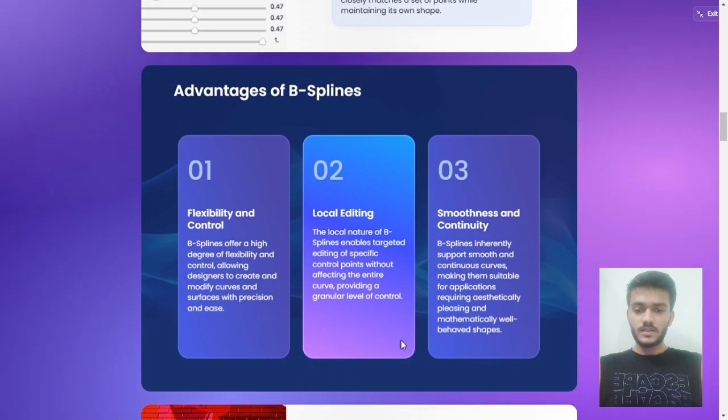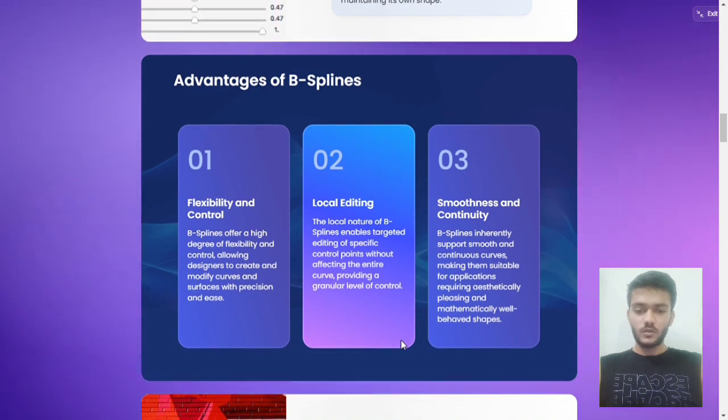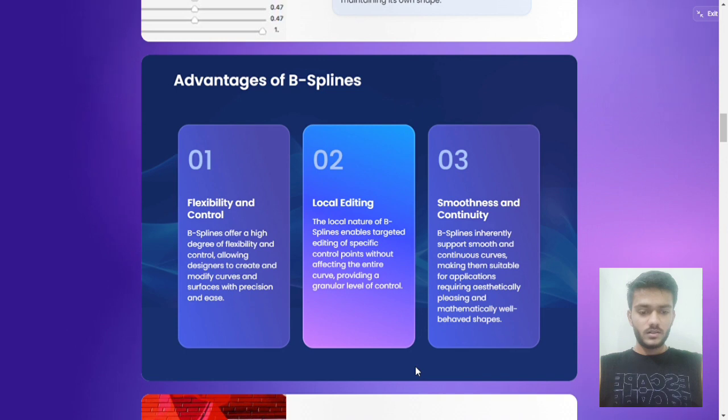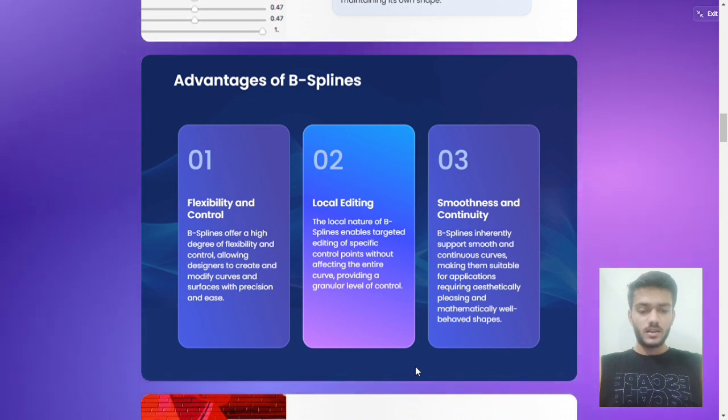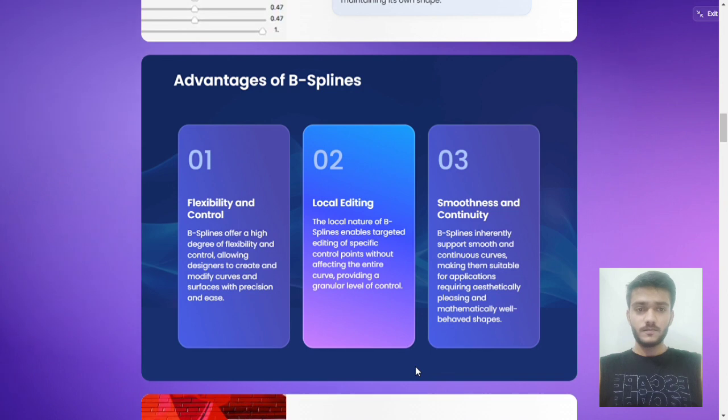Advantages of B-splines are flexibility and control, local editing, and smoothness and continuity. B-splines inherently support smooth and continuous curves, making them suitable for applications requiring aesthetically pleasing and mathematically well-behaved shapes.